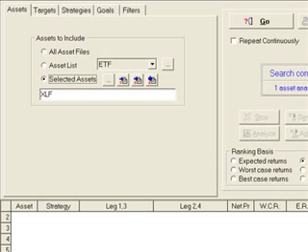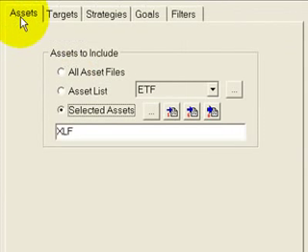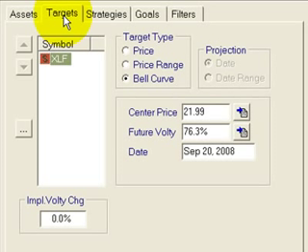So here's where we start with TradeFinder, and the first thing you're going to see here is that we're going to select which assets we're asking TradeFinder to analyze. Now we could select all of our asset files, we could just have a list of assets, or we can select specific assets, and in this case we're just going to look for trades using XLF. We then go to the next tab, which is targets.